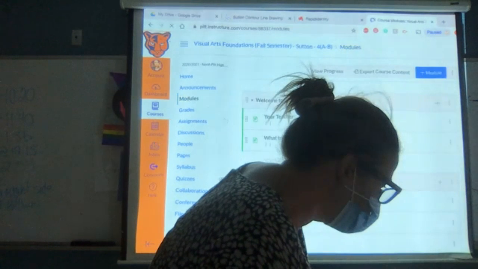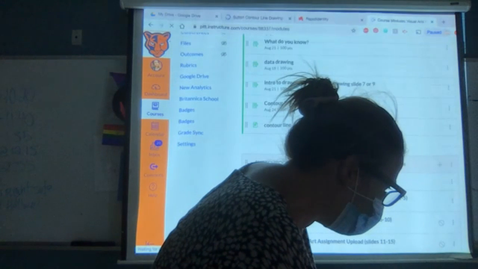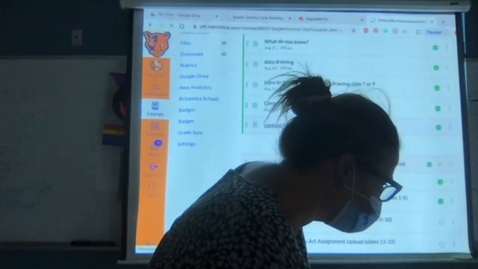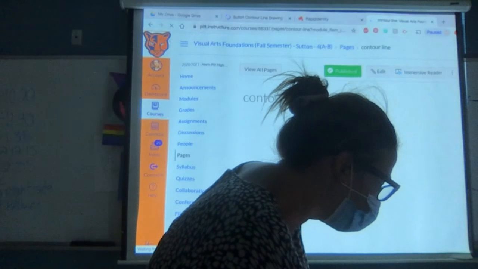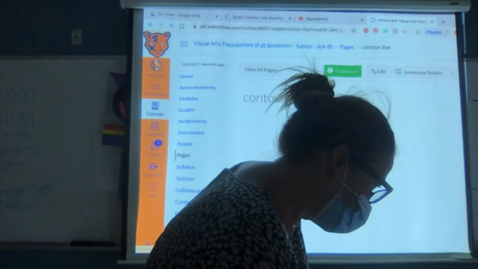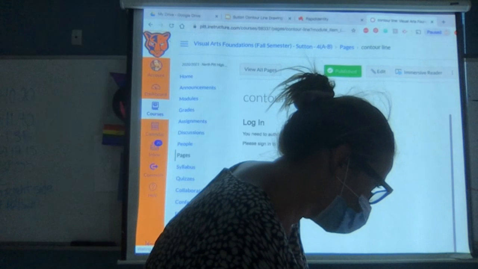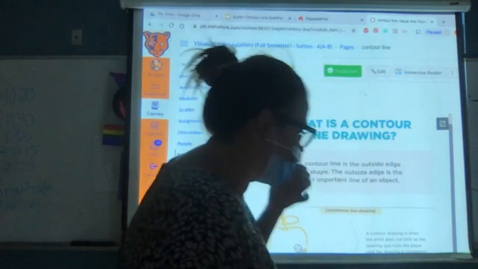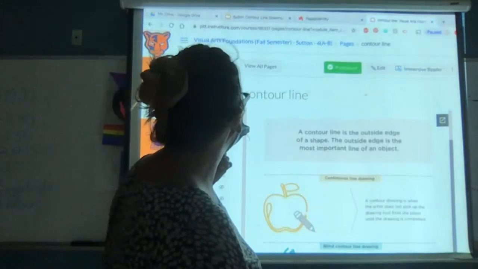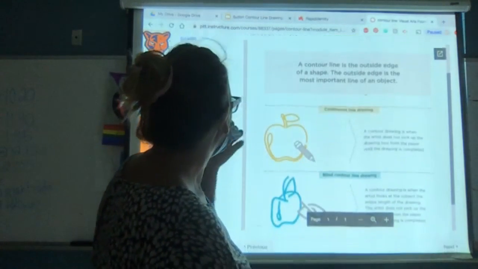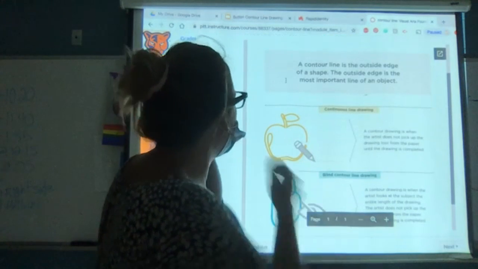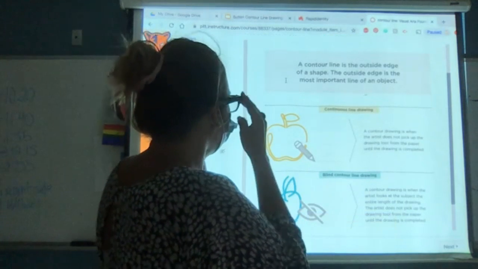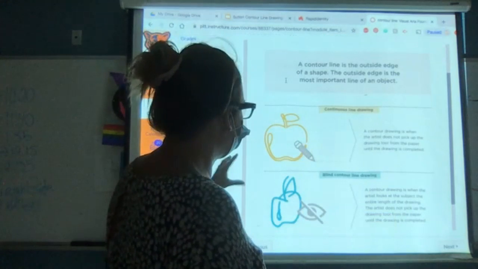Before I tell you your project, we want to look right here at what is a contour line, just to refresh. I told y'all last week we talked about contour lines, but just to refresh your memory, a contour line drawing is the outside edges of a shape. The outside is the most important part of the object.